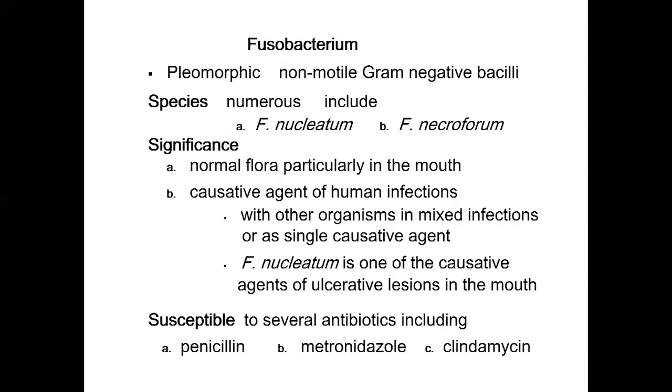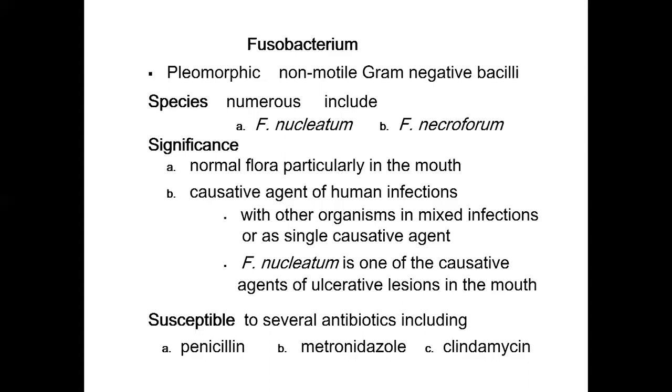Then Fusobacterium, this is another one, a gram-negative, non-spore-forming anaerobic bacillus, which shows a lot of pleomorphism in shape. It could be fusiform in shape, it could be a typical rod, it has lots of variation. So that is described as pleomorphism. But it's non-motile, it's gram-negative, and has many species again. Two of them are Fusobacterium nucleatum and Fusobacterium necrophorum.